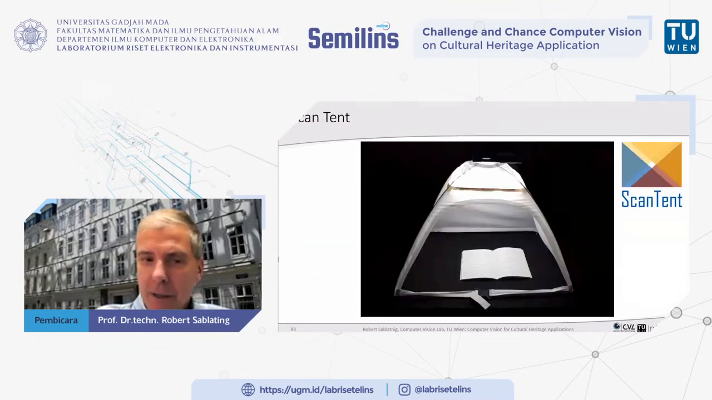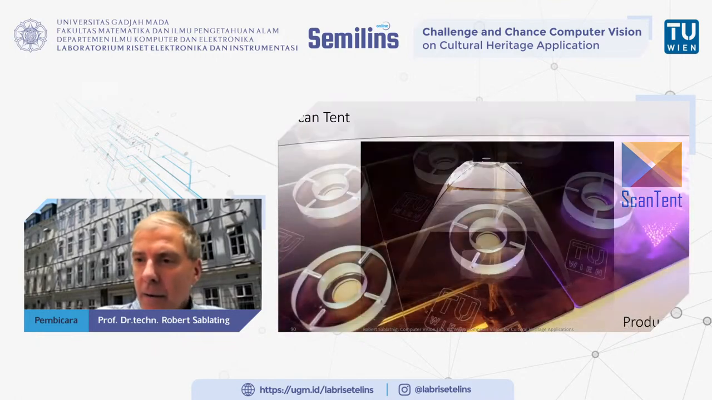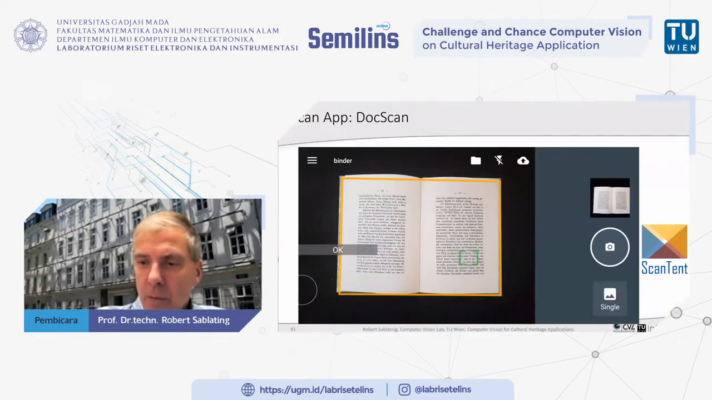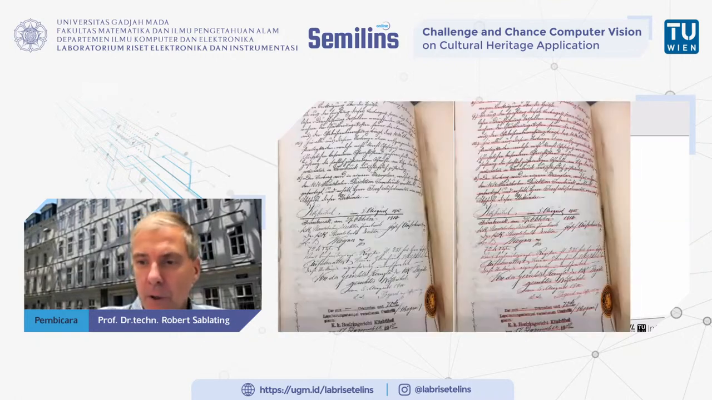So what is a scan tent? Again, we are using image acquisition here. This is some kind of acquisition tent where you put your manuscript. You can buy this tent for about 200 euros. And what is the good thing? It works with a scan app, so-called DocScan, which automatically gets the images, checks if they are sharp, and automatically crops them. You just have to turn the pages, and the system will automatically make images with your mobile. Upload it to the Transkribus server, and there the magic happens.